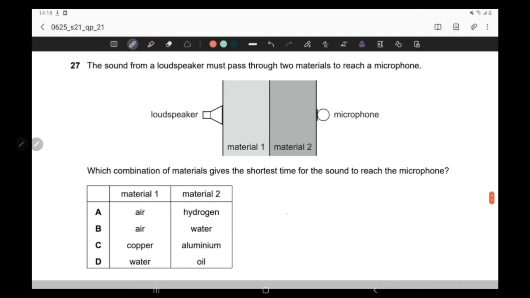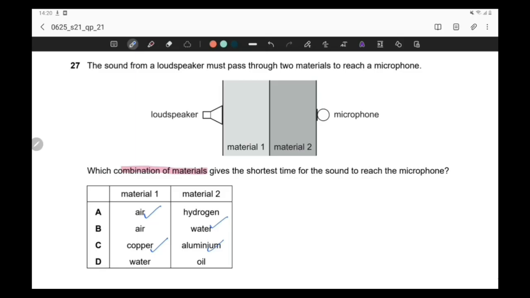In 27, the sound from a loudspeaker must pass through two materials to reach a microphone. Which combination of materials gives the shortest time for the sound to reach the microphone? So we need to check which combination of materials will allow the sound wave to pass faster. So here we need to find through which material the sound can travel faster. We have the options here: air, liquid, that is water, and solid. Copper and aluminium belong to solid.